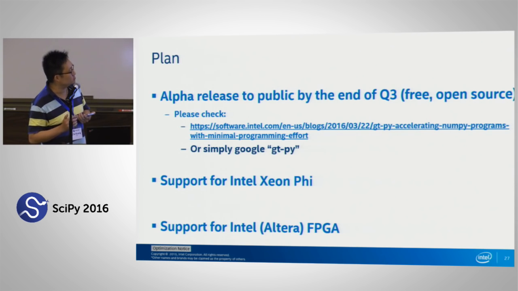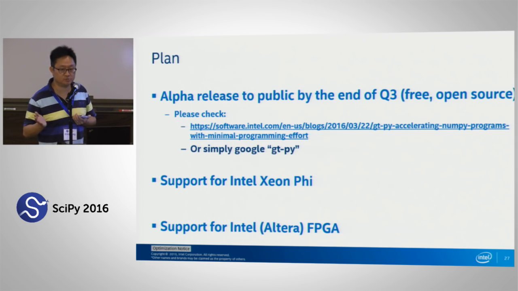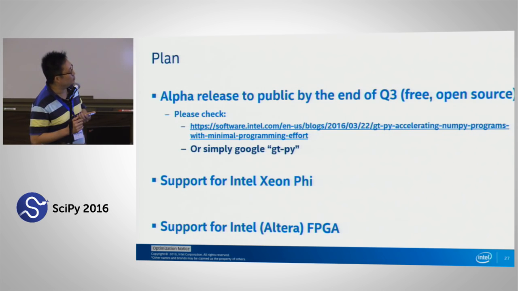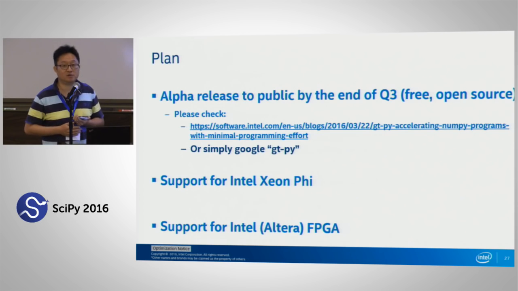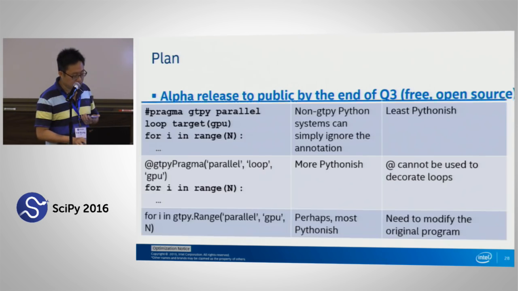Our next target is that we will add support for Intel Xeon Phi, which is an accelerator developed by Intel, which will be released to the public soon. And then we are also interested in applying this to accelerate on FPGA, because Intel recently acquired Altera and they have support for running OpenCL on the FPGA. So this should be pretty straightforward.